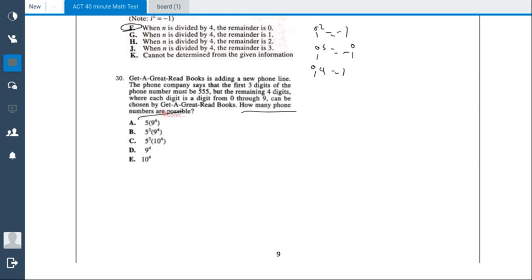How many phone numbers are possible? So this is a permutation one. So how many digits do I have? It says that the first 3 digits of the number must be 555. So I'm going to put 1, 2, 3. There's 7 digits for a number. So I'm going to put 1, 2, 3, 4. These are all ones. There's only one possibility for each one of those. The next ones can be any digit 0 through 9. So that means I have 10 choices for each one of these. That's 10 to the 4th power.